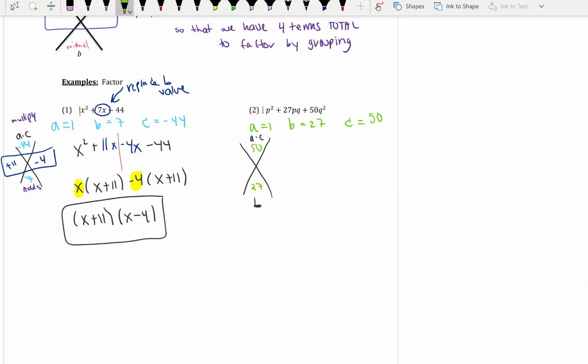So I want to think about 2 numbers that are going to multiply to 50 and add to 27. Let's think of all of our factors of 50. 1 times 50, 2 times 25. 50 cannot be divided by 3. 50 cannot be divided by 4. 50 can be divided by 5, 5 times 10.